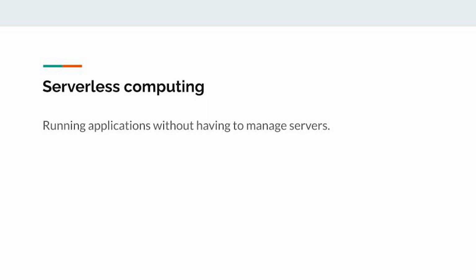Next topic, serverless computing. With EC2, you have to provision the instances and manage them. With serverless computing, the application still runs on servers, but the idea is that you don't have to provision or manage the servers.